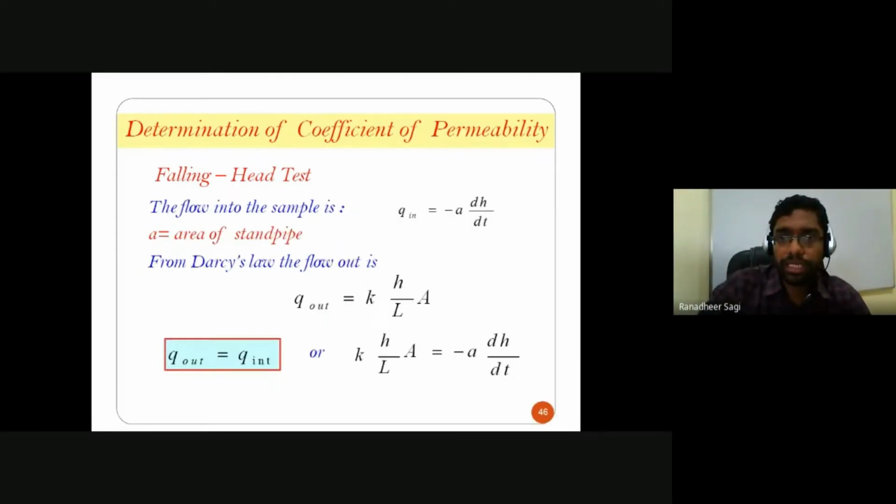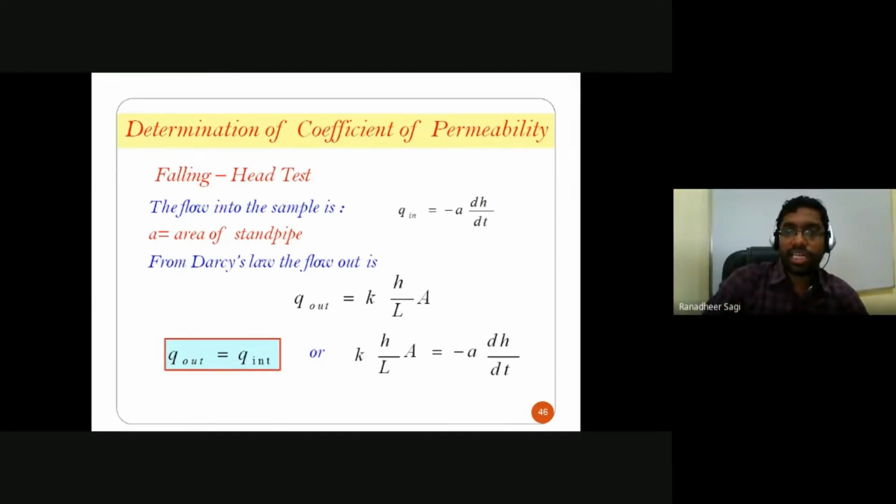That's the reason you can see the minus here, coming because of the total head difference, which is dropping with increase in time. This is the rate with which the water is trying to flow into the soil sample. Now, what is the rate with which the water is trying to come out of the soil sample?